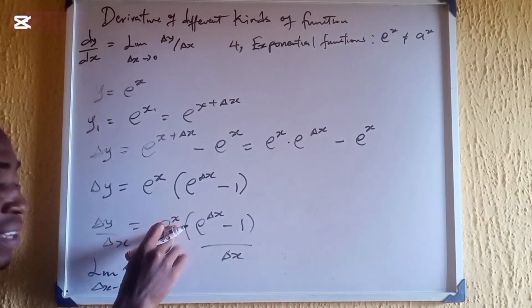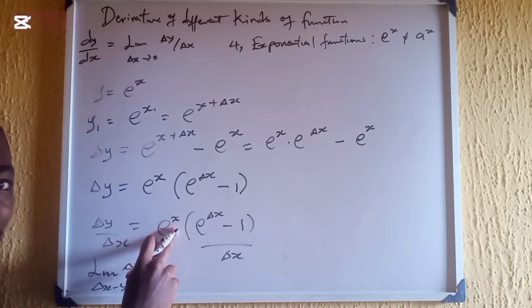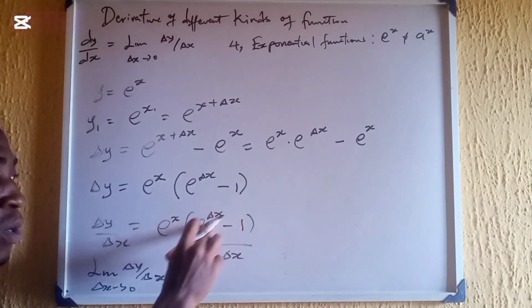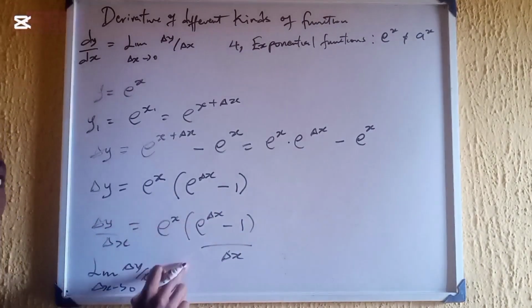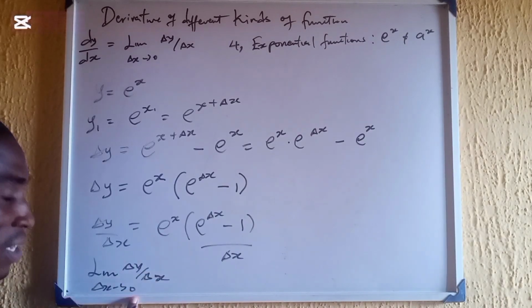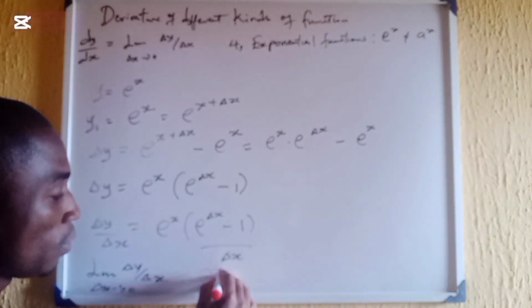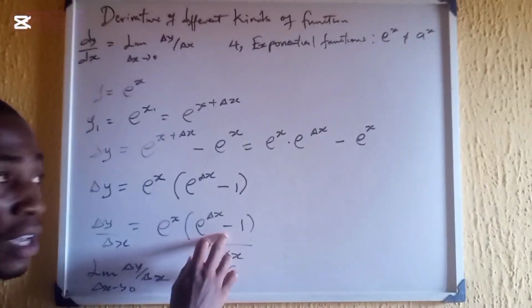But here e to the power x is treated as a constant function. Why? It does not vary with change in x. But this function varies with what? Change in x. Because we have change in x and we have change in x here. So if we take the limit of a constant function as change in x tends to 0, we still get the constant, which is e to the power x. So in this case, we're having e to the power x into something. That's the limit of this guy.